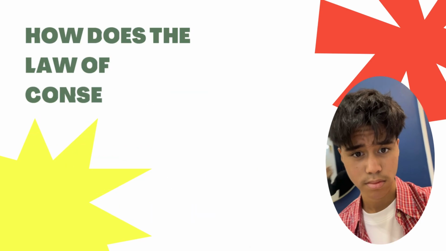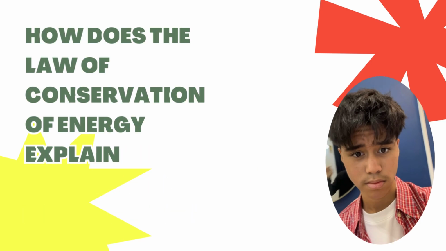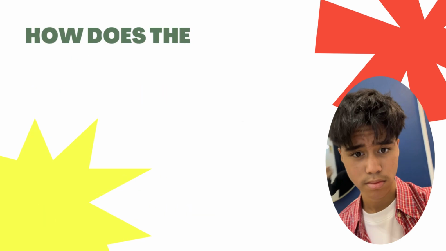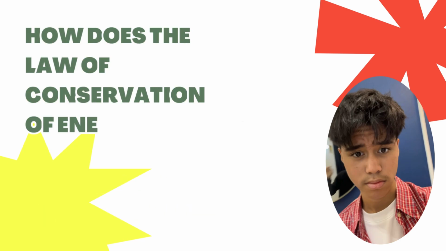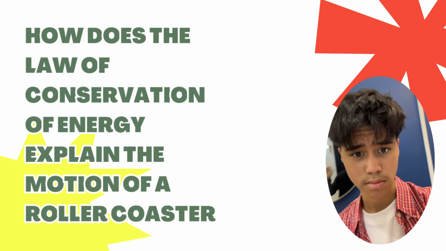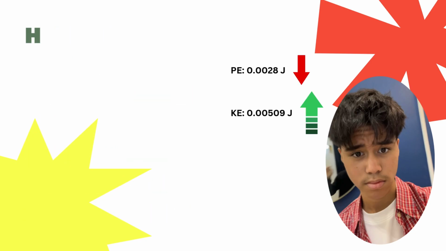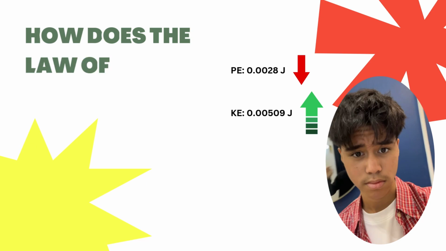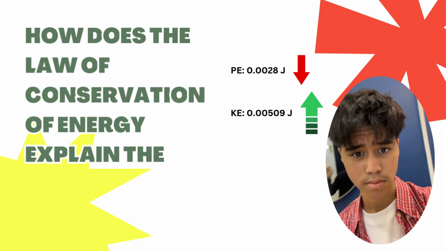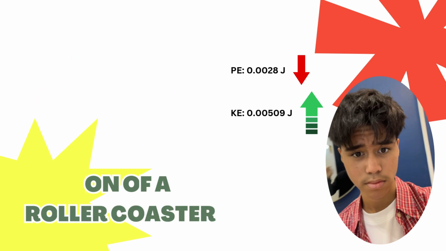But as it rolled down, the potential energy transformed into kinetic energy, which gave the marble its speed. By the time it reached point B, which is 16 centimeters or 0.16 meters, potential energy dropped to 0.0028 joules, while kinetic energy climbed to 0.00509 joules. This shows that energy isn't lost but transformed, just as the law of conservation of energy predicts.